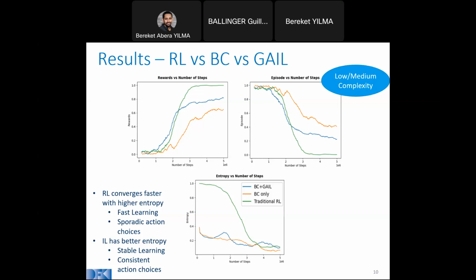But judging with this alone, we can see that reinforcement learning has the best reward. It also has the best number of steps. But if you look at the bottom figure, it has a slightly higher entropy. It's the green curve. So at some point, it gets higher entropy than behavior cloning or behavior cloning and GAIL.